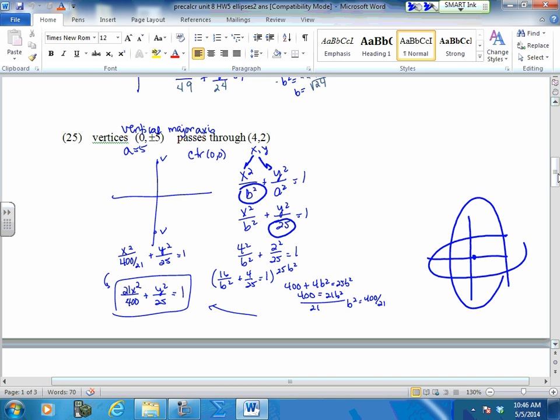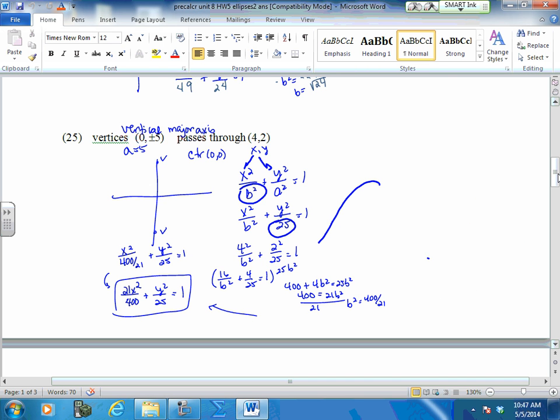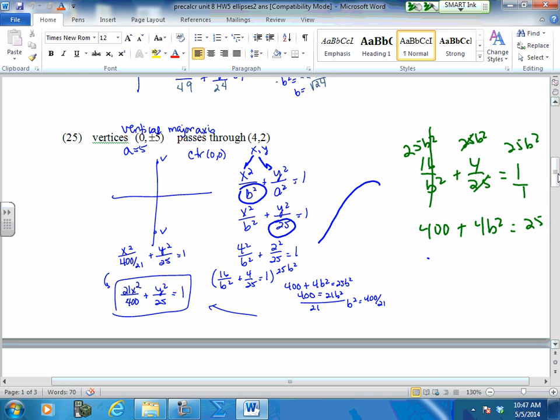Now when you get down to here, yes, I realize it's a fraction. So God bless you. When you get down to here, it looks like this. Put this 1 over 1, multiply everything through by the common denominator, 25b squared. Out comes your b squared, 16 times 25, 400. Out comes your 25, 4b squared. This guy is 25b squared.